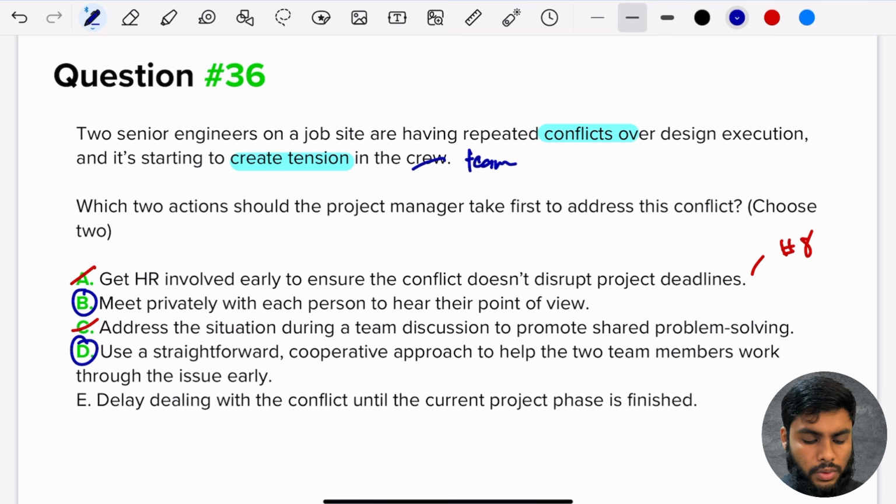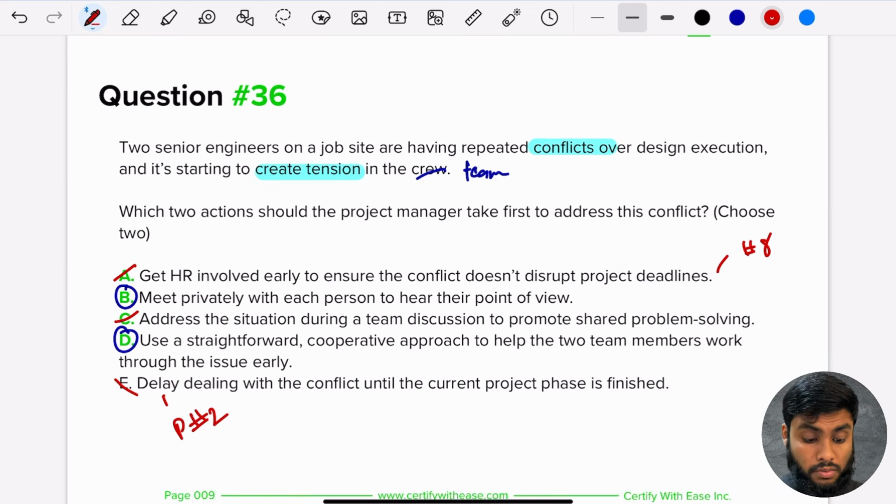Delay the dealing with the conflict until the current project phase is finished. Never want to delay things. Principle number 2. If we delay, it might cause more problems in the future.